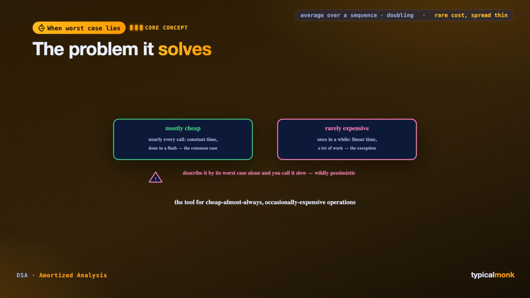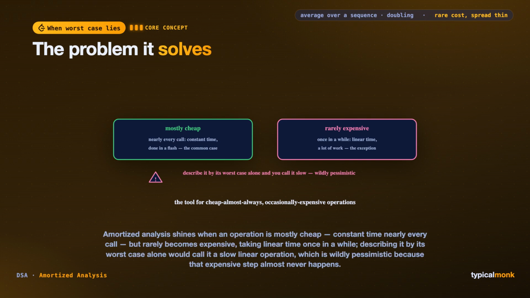Here is the trap. If you describe this operation by its worst case alone, you would call it a linear time operation and treat it as slow. But that would be wildly pessimistic, because that expensive step almost never happens. The worst case here tells a lie about the typical experience. So the takeaway, amortized analysis is for operations that are cheap almost always, but occasionally expensive. Exactly the case where the worst case alone would badly mislead you.